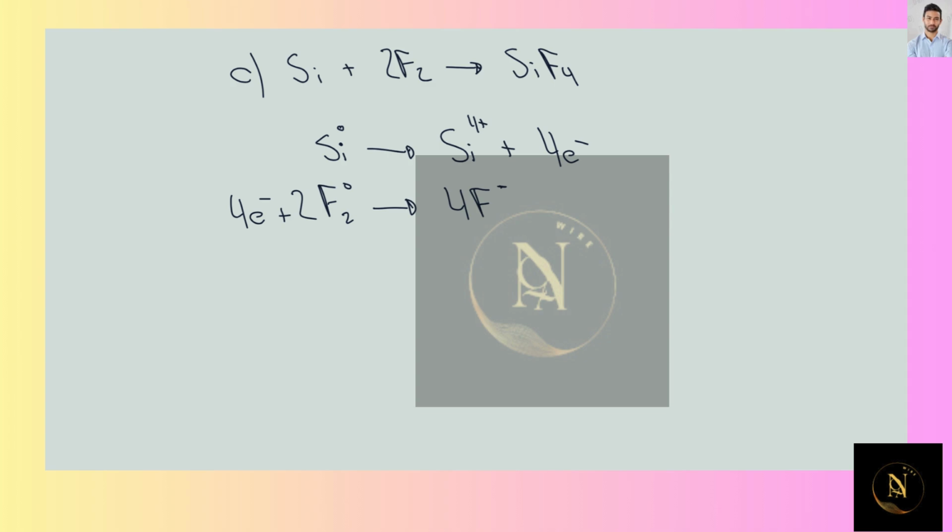So we can say that silicon is going to get oxidized, fluorine is going to get reduced, so silicon would be our reducing agent, since it is going to reduce the fluorine, and the fluorine is going to be our oxidizing agent.